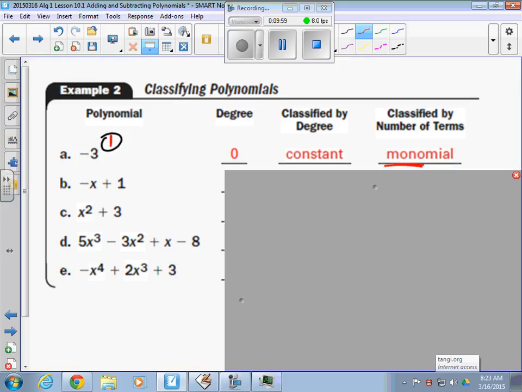The next one, negative x plus 1. First thing you want to do is identify its degree. Now you have a variable. Its degree is to the first power. So its degree is going to be 1.